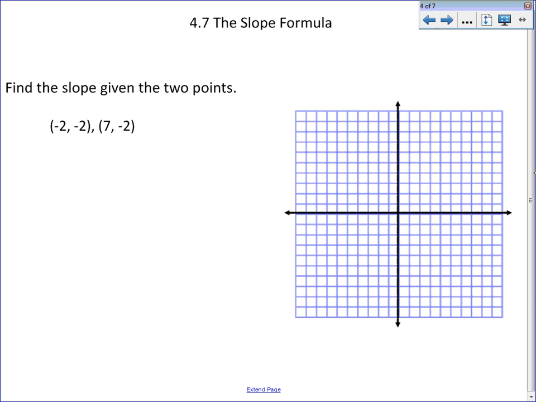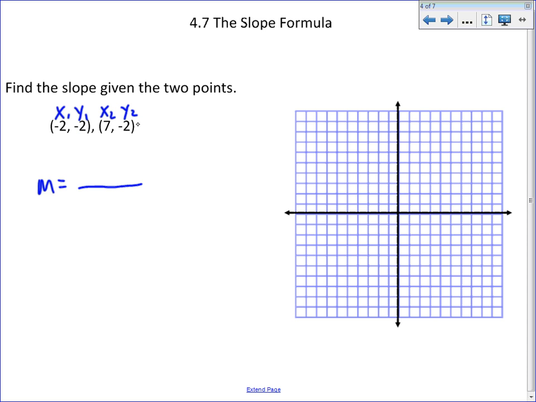Trying it again. Again, the first step is we want to label our x1, y1, and then x2, y2. And we use our slope formula. This time I'm not going to write out the slope formula. I'm trying to memorize it. And so essentially it's the differences in your y's over the differences in your x's.